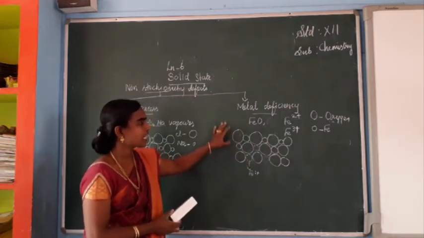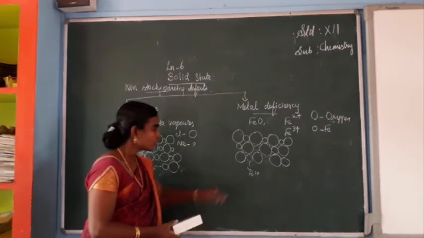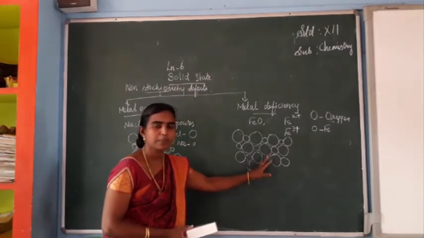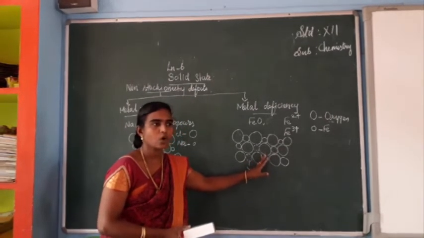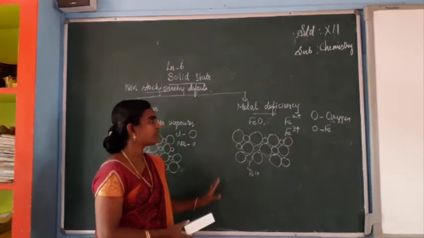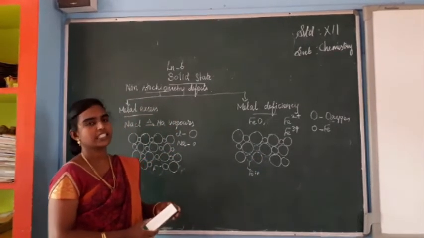So here anyhow a vacant space is there, isn't it? This type of defect is called a metal deficiency defect.